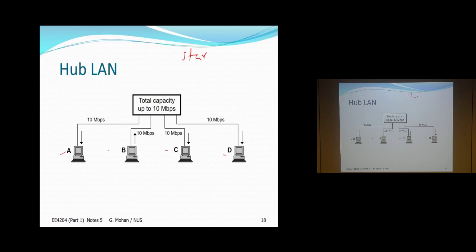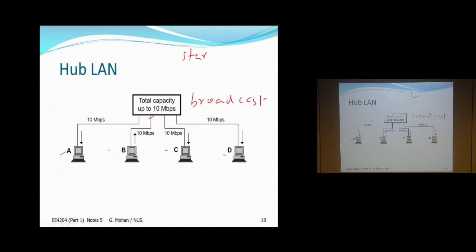That is, the distance between any two hosts will be the distance from the sender host to the hub and the distance from the hub to the receiving host. This hub is also a broadcasting medium. So it's not an intelligent device.